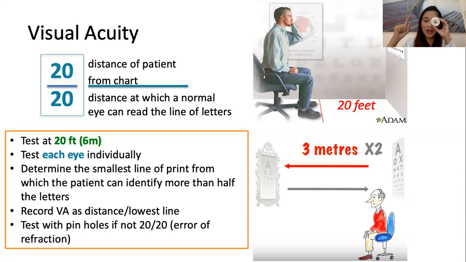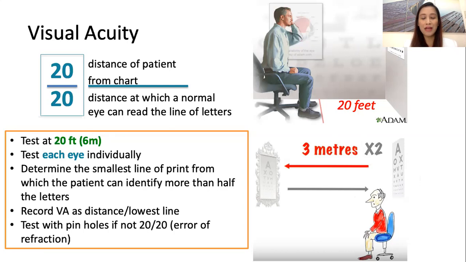So if you have a small room, you can actually use a mirror on the opposite side of the room. Divide the distance into two. This picture is British, so they use meters, so it's 6 meters. So you can position the patient 3 meters from the mirror, and the mirror will be 3 meters from the Snellen chart. So that's equal to 6 meters or 20 feet.